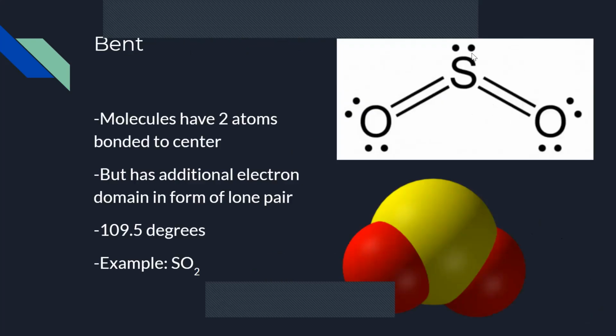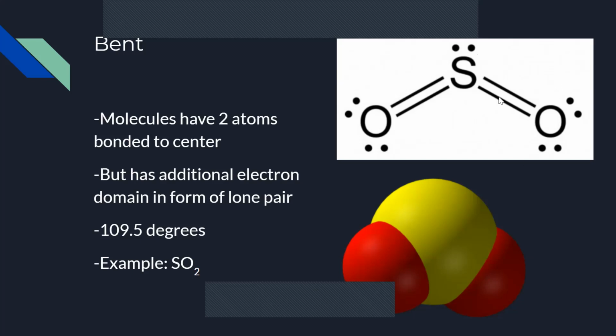To contrast, 3 electron domains, one of them a lone pair, so we have the double bonds coming into play here, that would make a bent shape. So this would be like SO2, where there's one lone pair. This would make about a 109.5 degree angle.